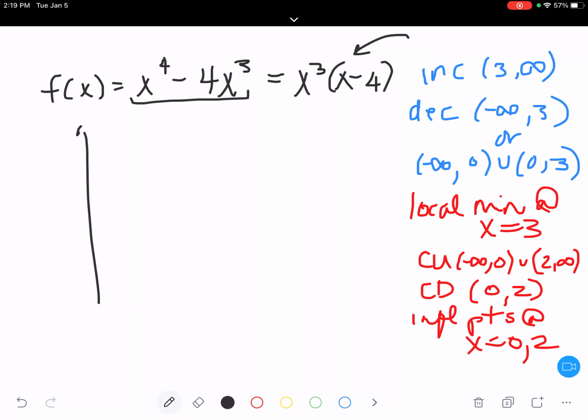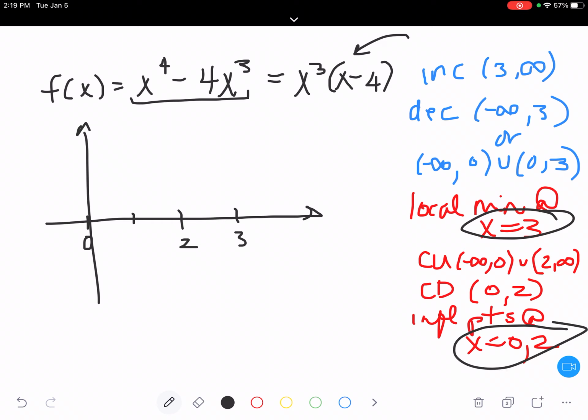All right, so my function, I have important things happening at 0, at 2, and at 3. Okay, so I'm going to also figure out what the y values are at those 3 important x coordinates, right? Why are they important? Because I have a local min at x equals 3, and I have inflection points at 0 and 2. Okay, so if I plug 0 into my original function, I'm going to plug in this form of it. I'm going to get 0 times 0 times negative 4, which is 0.